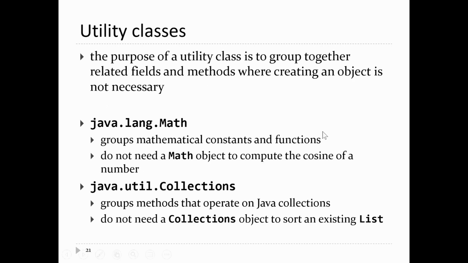So why would you want to make one of these things? Well, the reason for making a utility class is you want to group together fields and methods where you don't need to make an object. Math groups together mathematical constants and functions. You don't need a Math object to compute the cosine of a number, for example. So Math can be a utility class. The class Collections groups together methods that operate on Java collections. In other words, they have methods that take in things like lists and do something to the list. You don't need a Collections object to do something to a list object.